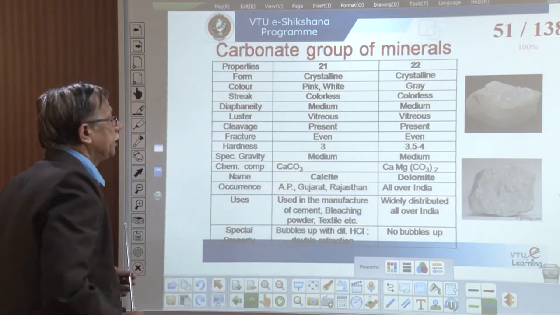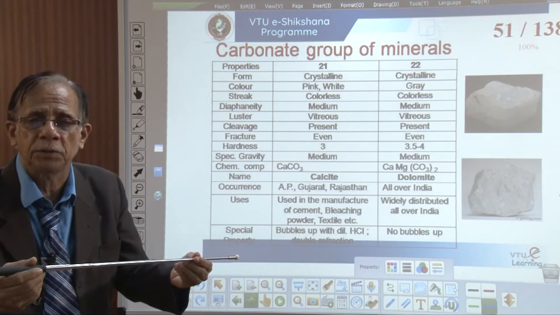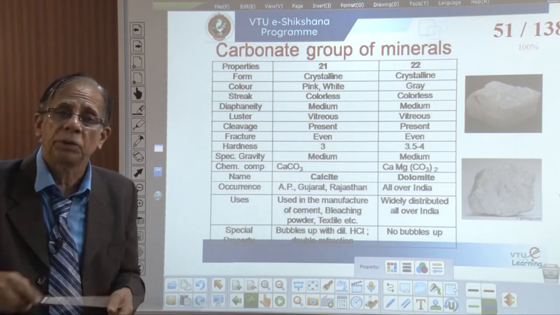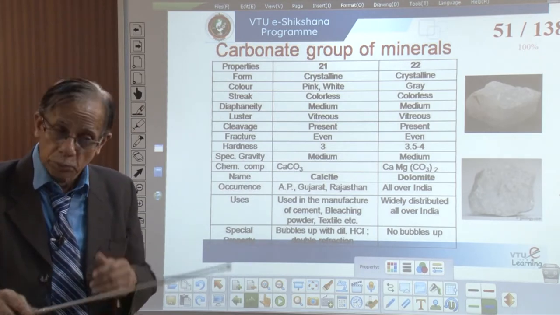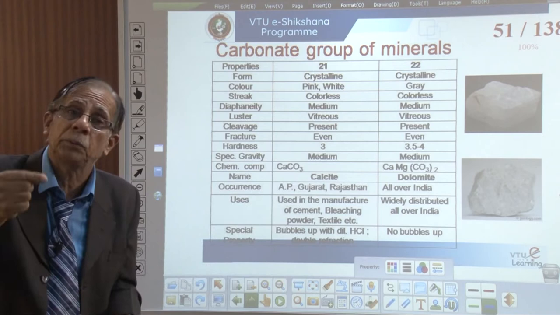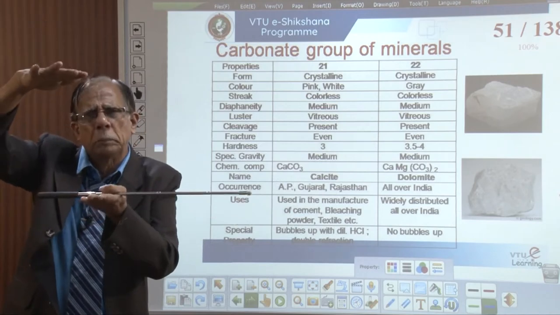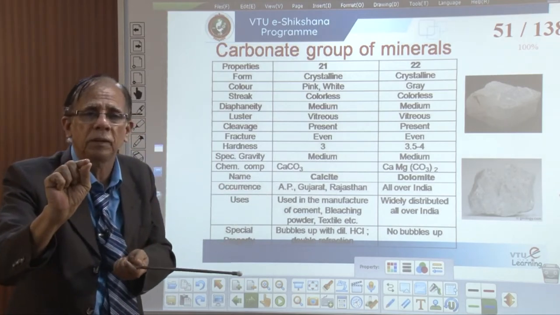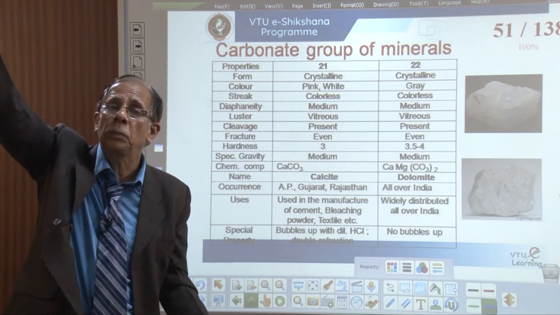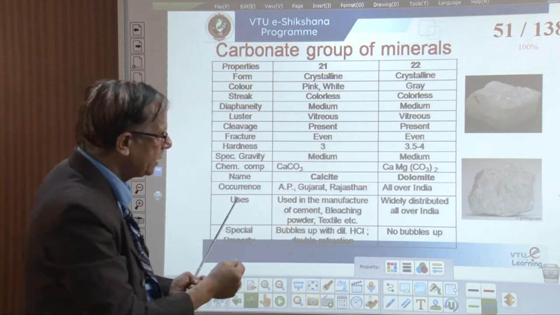Cleavage is present. We have said calcite has cleavage in three dimensions at an angle. As a result, they give a rhombic shape of the broken surface. If you keep crushing, that rhombic shape is retained. What I want to say is, I have a big piece of calcite, and I break it. Even the small particle I get has a similar shape as that of the big mineral, because by virtue of their cleavage in three directions, they break easily and retain that.